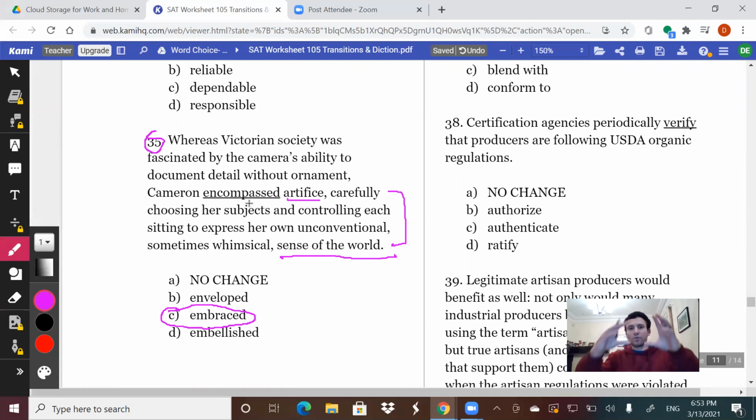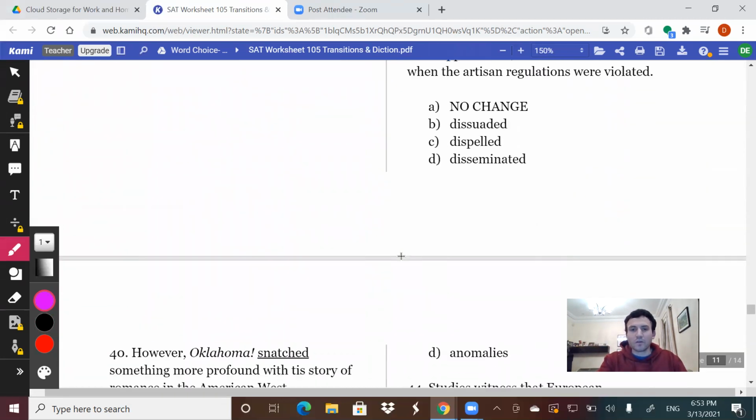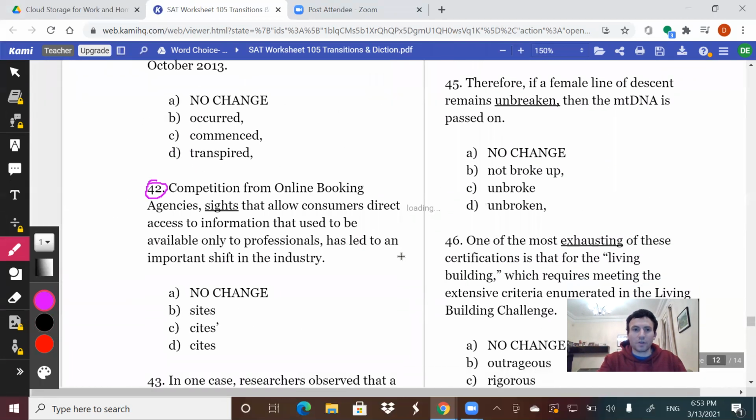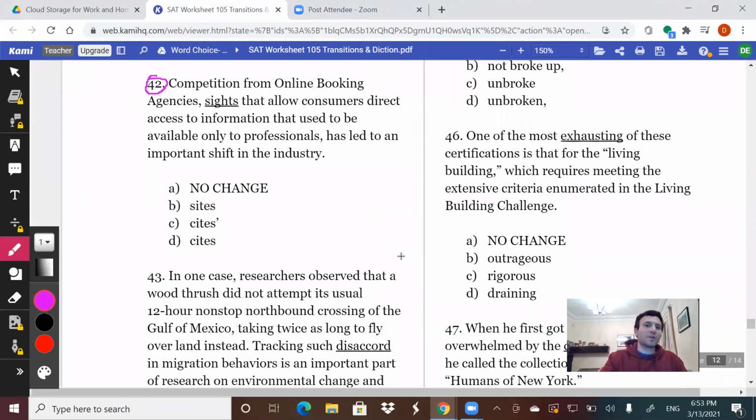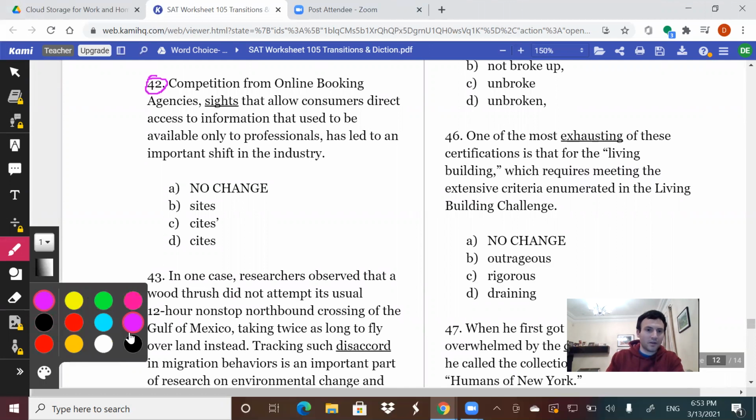Encompassed is to completely surround, so is enveloped, and embellish is to exaggerate. Where encompass is really to include, whereas envelop is to surround. Anyway, I always encourage you to look up the definitions as well. I chose 42 because I've seen this actually three times on the SAT, and three times is enough that I want to point it out.